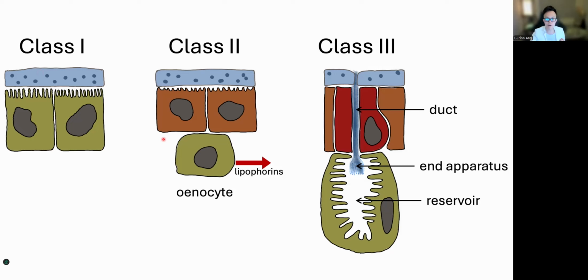Now, notice importantly that class 1 and class 2 glands do not have any physical connection from the gland cell, shown in these musky yellow colored cells, to the external environment, like in class 3 gland cells.